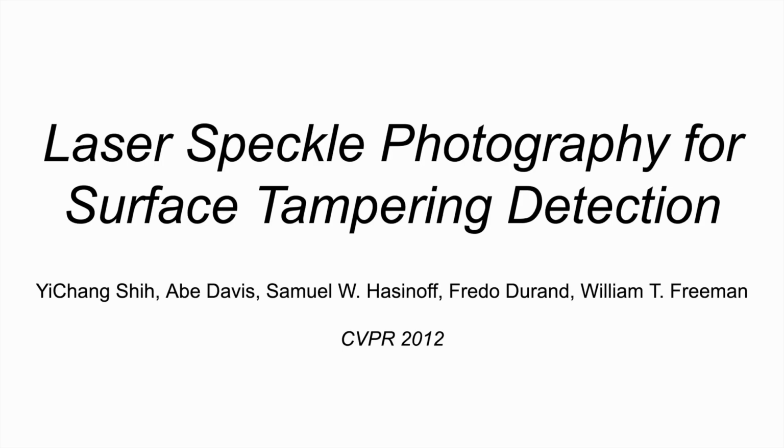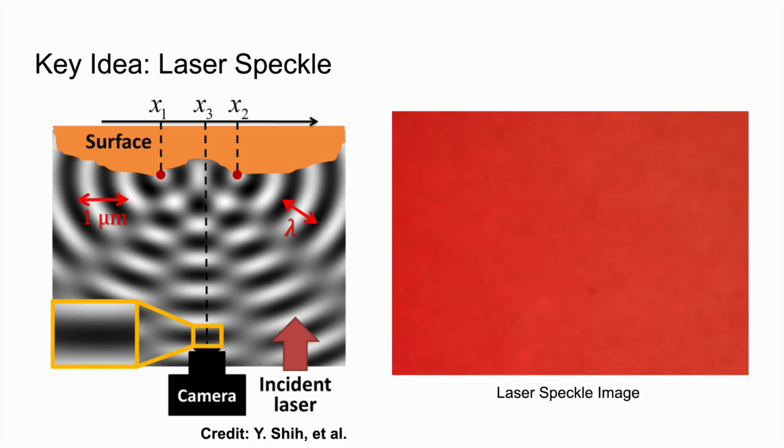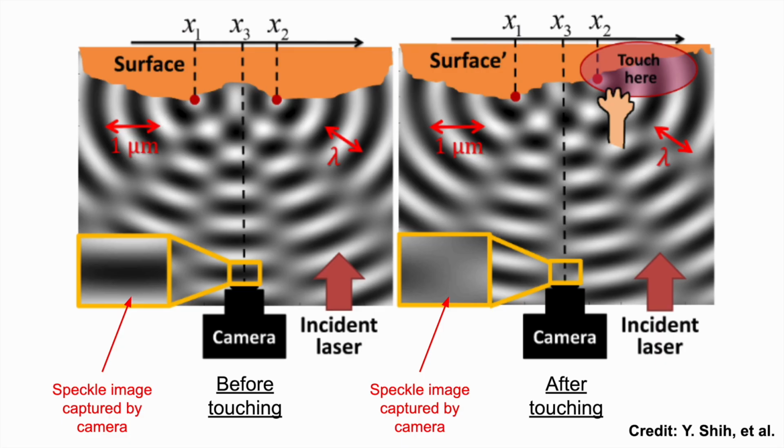The paper Laser Speckle Photography for Surface Tampering Detection uses the idea of laser speckle imaging to solve this problem. The idea is that the laser speckle reflections in an image of a surface illuminated by a laser are different when the surface deforms. In the figure on the left, the speckle image before touching the surface is different from the one after touching the surface.